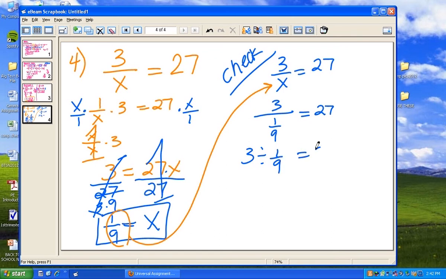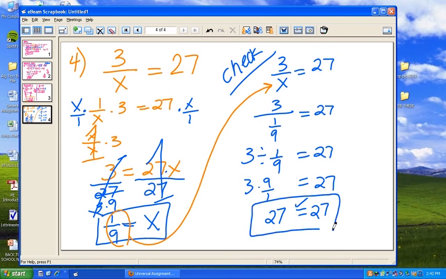It's still equal to that 27. We're just bringing the 27 all the way down. You can write it if you want. Let's just see what happens to the left side. Well, we don't divide by a fraction. We multiply by the reciprocal. So 3 times 9 is 27, and it worked out just fine. And so our check proved that we did it correctly.